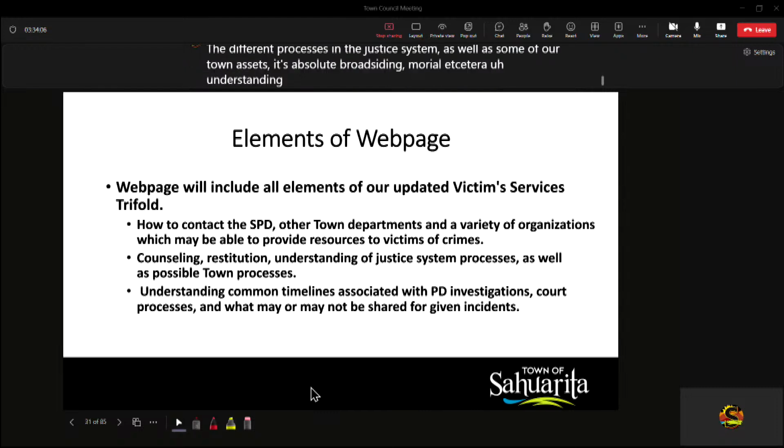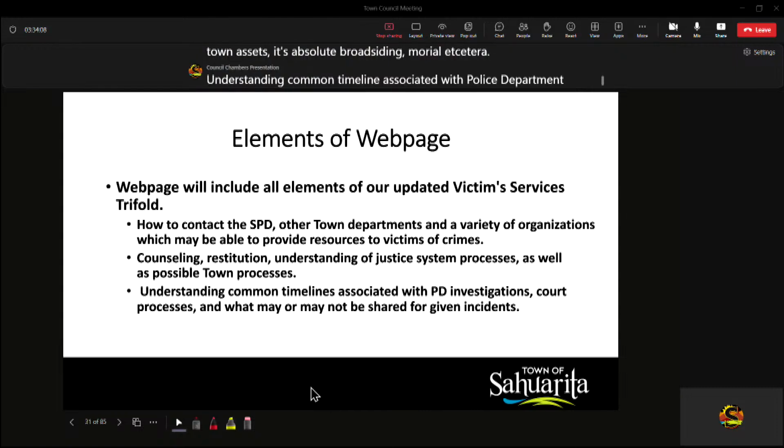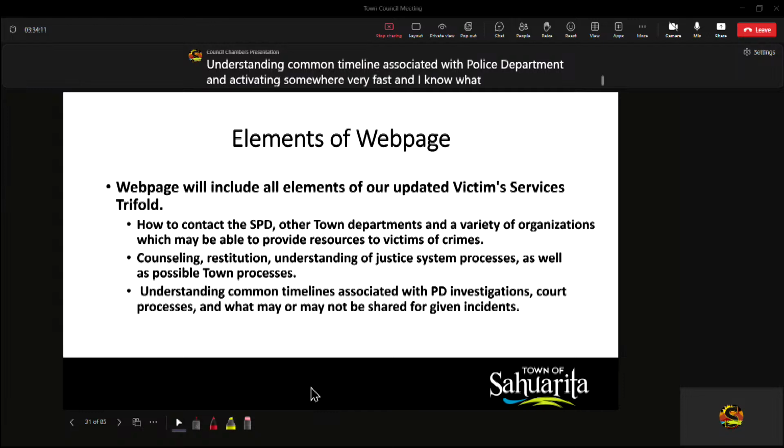Understanding common timelines associated with police department investigations. Some go very fast, and other ones are very, very long. It just depends.